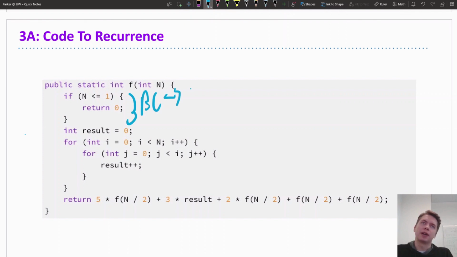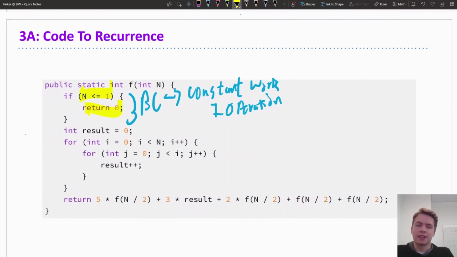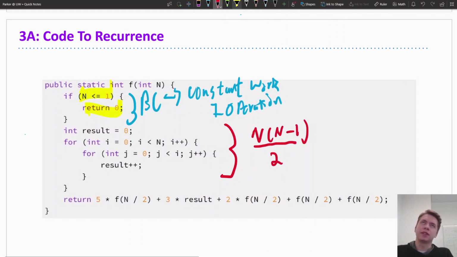So here we're doing a constant amount of work, constant work. And let's say that there's one operation occurring here. Again, there are actually two operations, but because we're working with asymptotic analysis, it really doesn't matter in the long run. Next up, let's identify our recursive case. Well, this is exactly problem 1a, from this line to this line. We already found the runtime for this chunk of code, which was capital N times capital N minus 1 divided by 2.